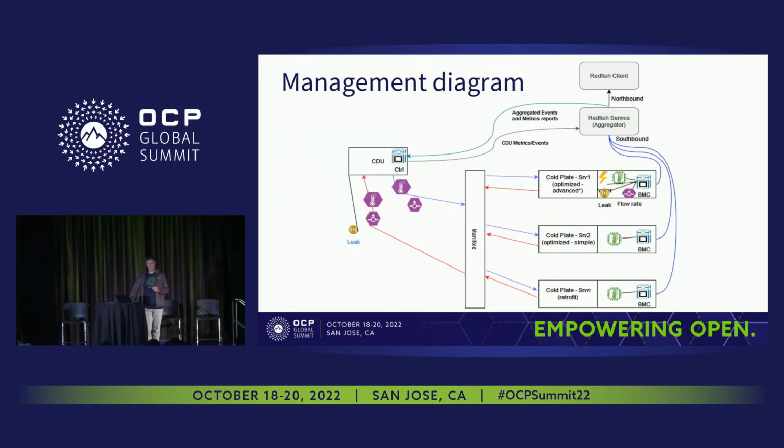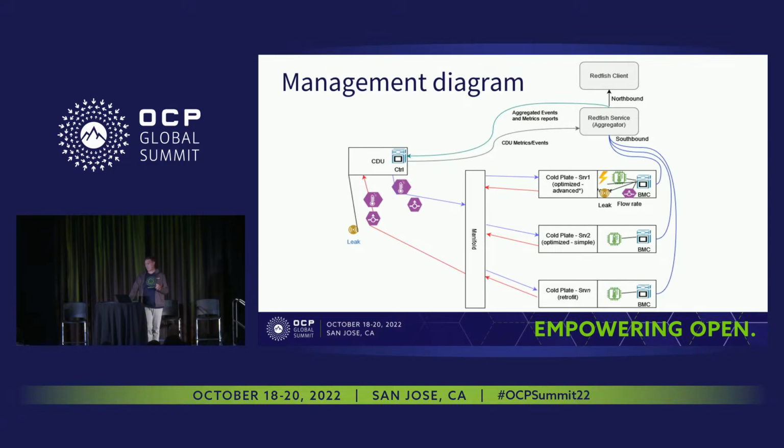Okay, so again, this diagram might be a bit difficult for you to see, but in the middle you've got the manifold distributing the fluid out to the servers, and each server is going to have a BMC, right? And in this example, you can see on the right, the BMCs have a Redfish link up to the Redfish aggregator, and on the left, you have the CDU controller.